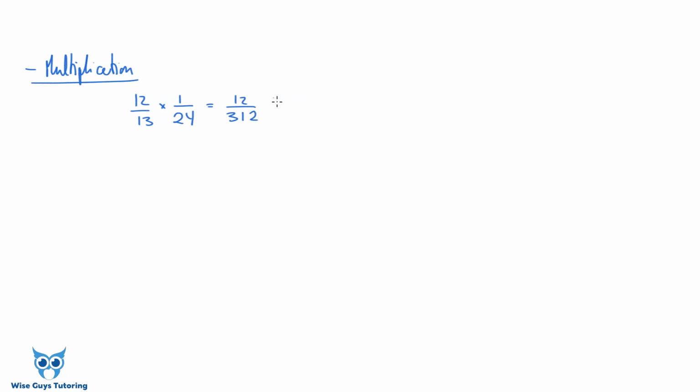But now you have to simplify this guy, and again, you're probably dividing top and bottom by 3 or something, and you would get 4 over 104. Then maybe you divide by 2, and you would get 2 over 52, and then you can divide again by 2 and by 2, and you would get 1 over 26.